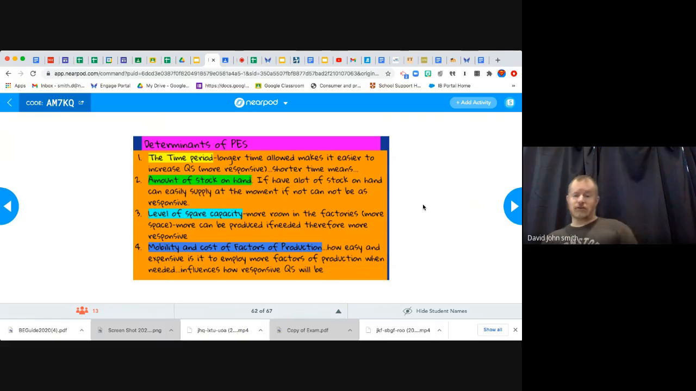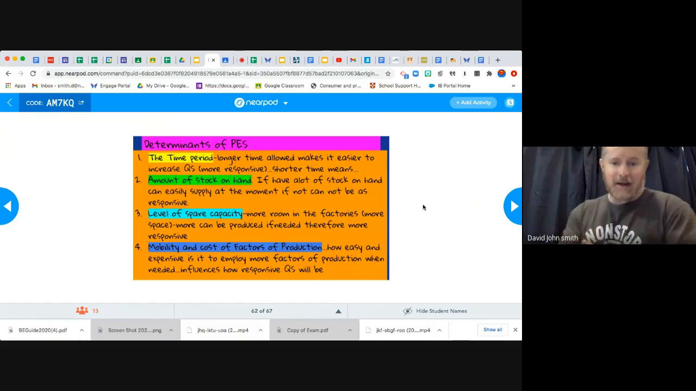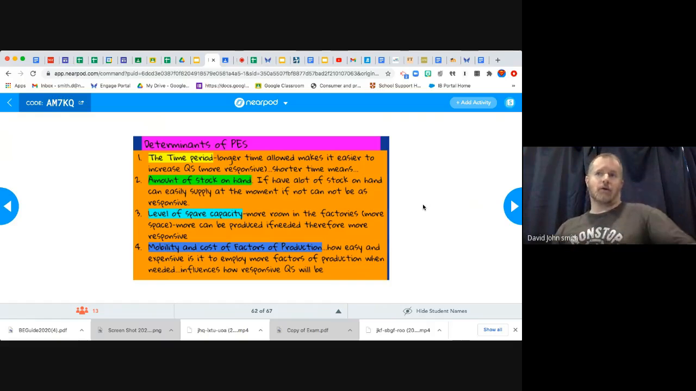Just as time is also a determinant of demand, time is a determinant also of supply, because the longer time you give a producer, the more likely it is that they're going to be able to increase the quantity. The shorter the time period that you give a producer, the less time they have to be responsive to the quantity that you're demanding, so therefore they're less likely to be able to increase their supply.